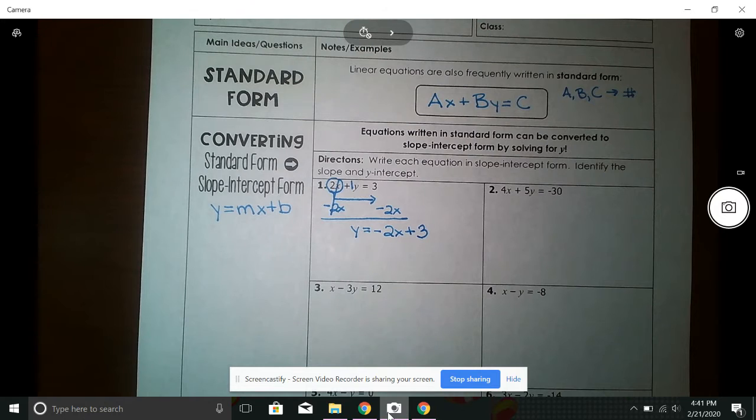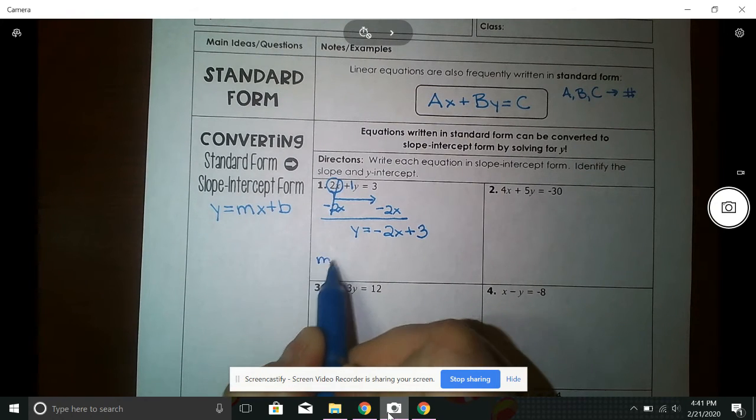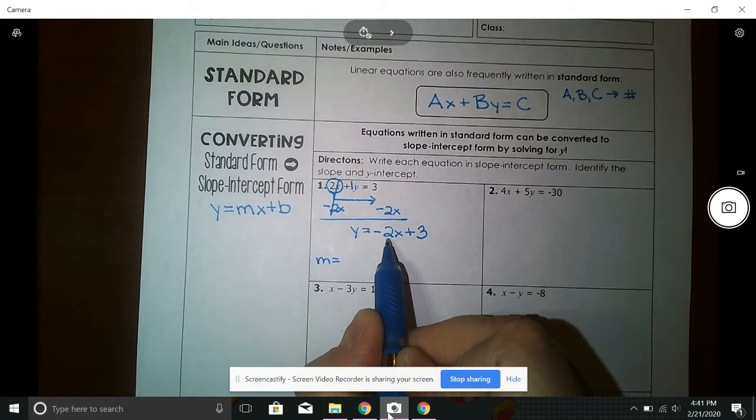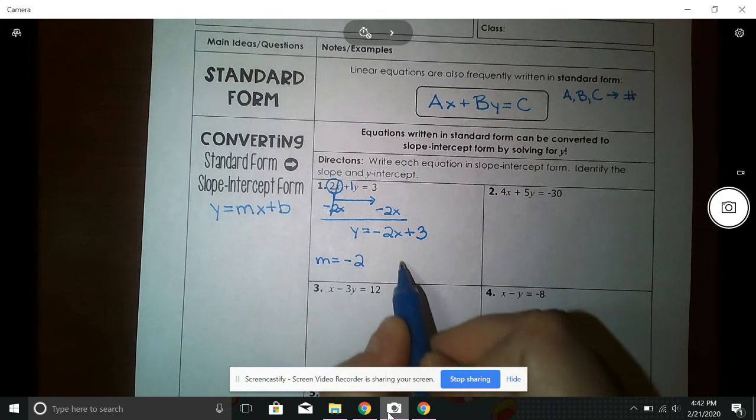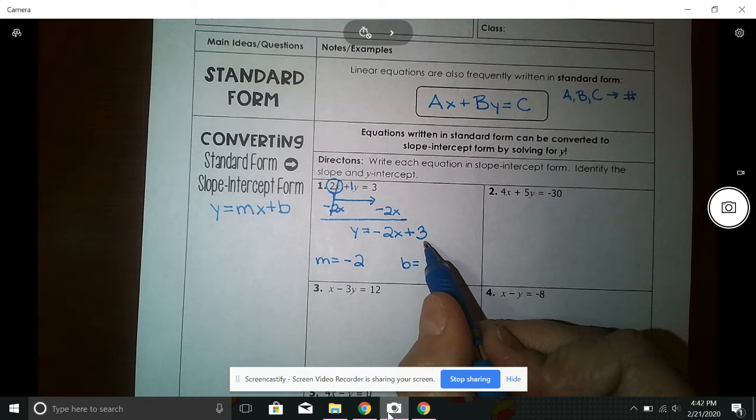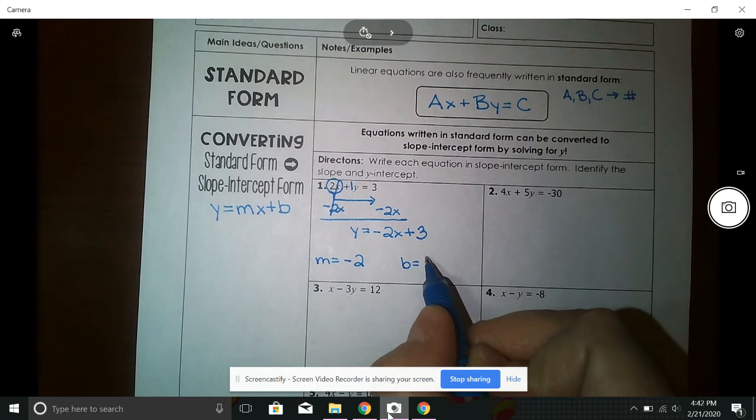So I've taken a standard form equation and turned it into a slope-intercept form equation, and now it's very simple for me to identify the slope. It's the number in front of x, so negative 2. And what's the y-intercept? It's the constant at the end of the equation, positive 3.